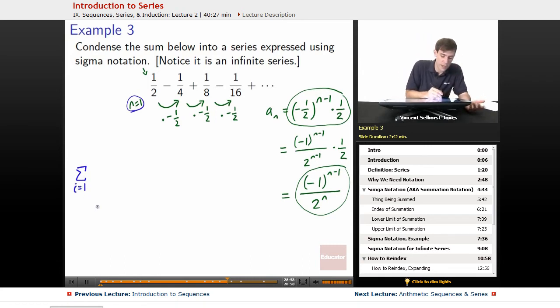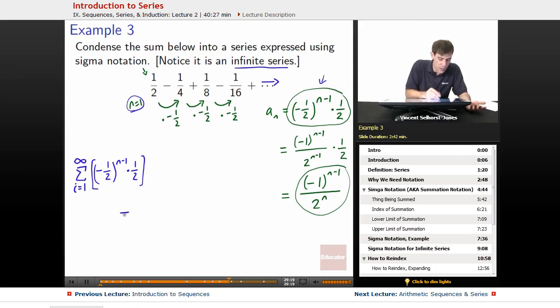i equals 1, because that's our first location. What do we go up to? Well, it's an infinite series because it goes on forever. We're never told it stops. So we use an infinity symbol on top. And then let's do this one first. So we could write this as -1/2 to the n minus 1 times 1/2. And that whole thing has the series applied to it.